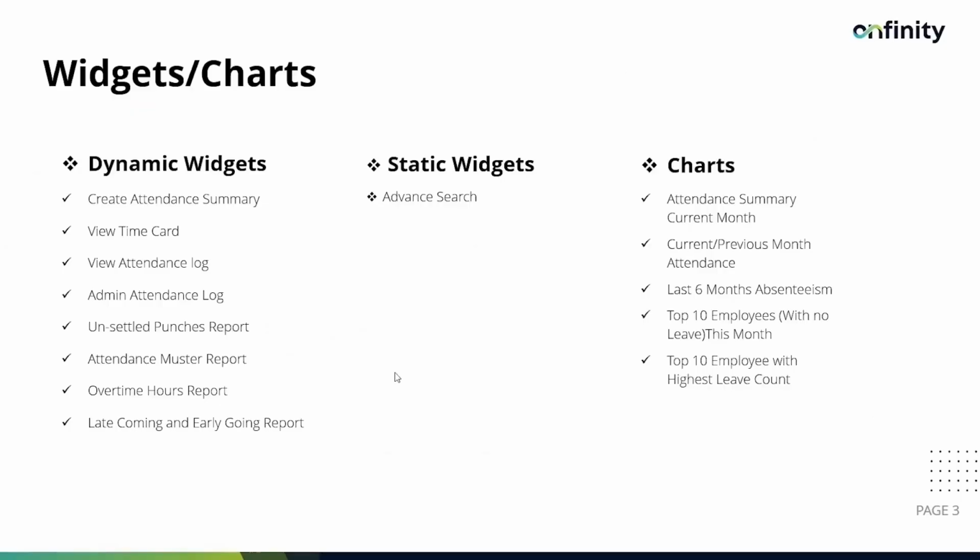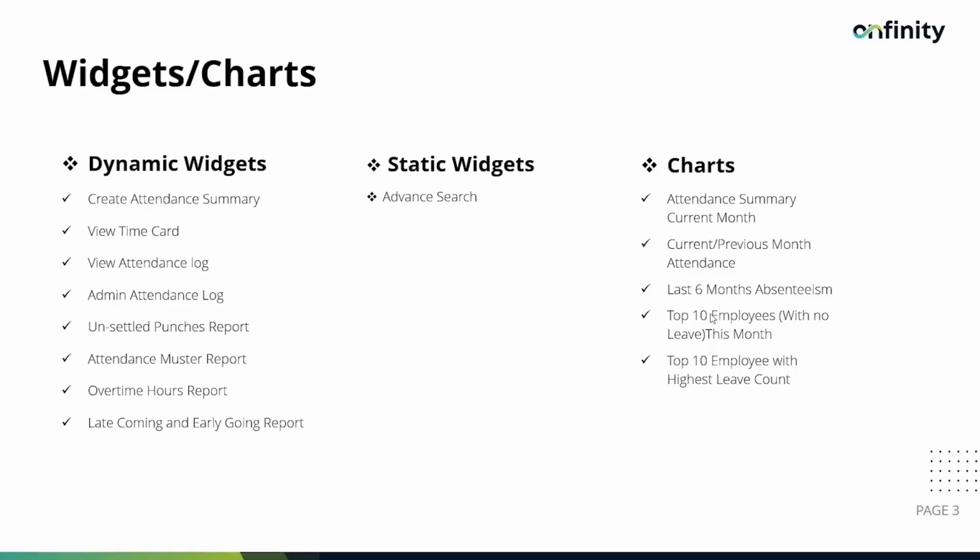Next, we have the widgets and charts available on the window. For the dynamic widgets, you can see options for creating attendance summaries, viewing time cards, accessing the attendance log, the admin attendance log, and unsettled missed punches reports. These are the dynamic widgets, and we also have some static widgets related to quick searches. By clicking on these searches, you can directly access the data. On the landing page, you will find several charts.